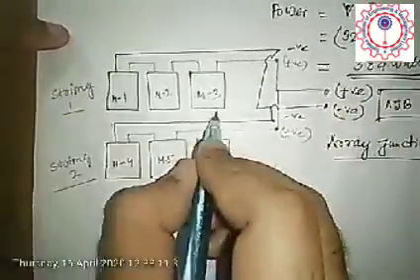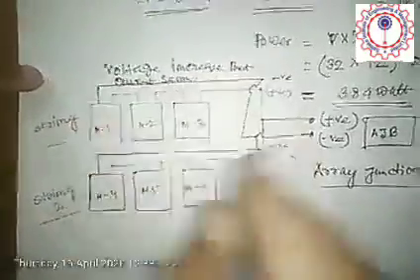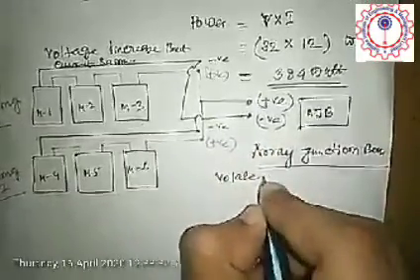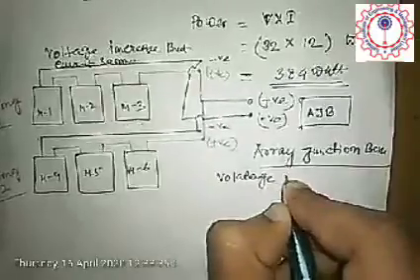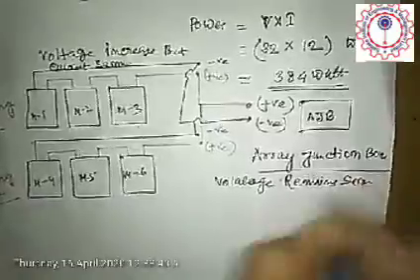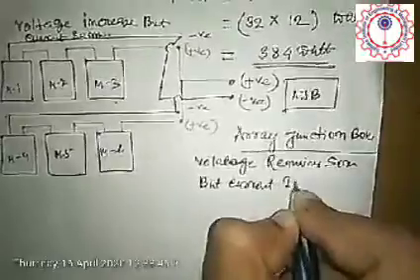If the modules are connected in series, the voltage increases but the current remains the same. And when it is a parallel condition, the voltage remains the same, but the current increases.